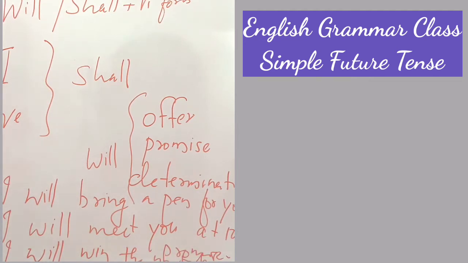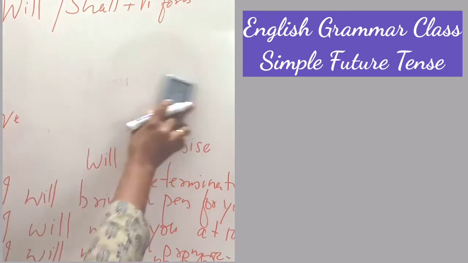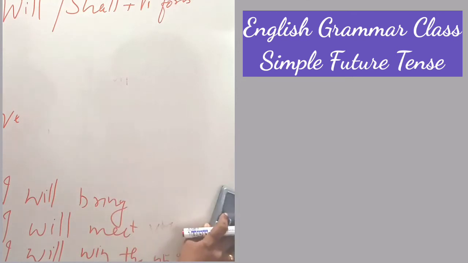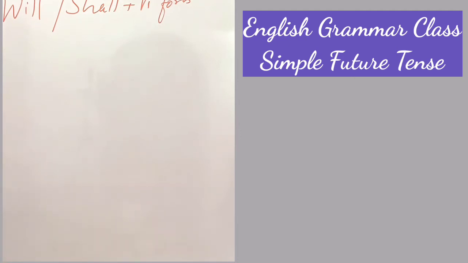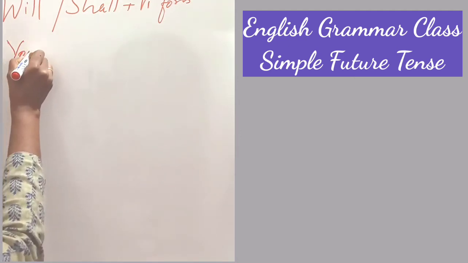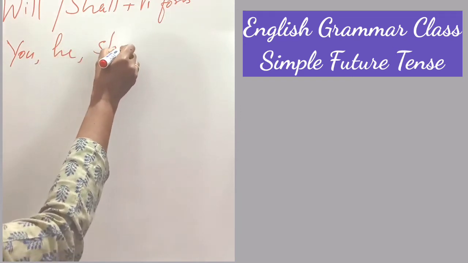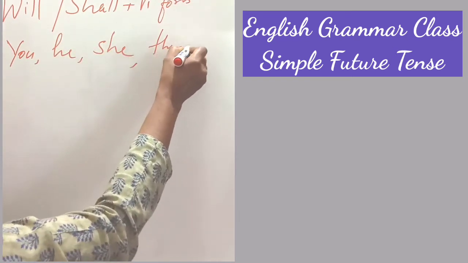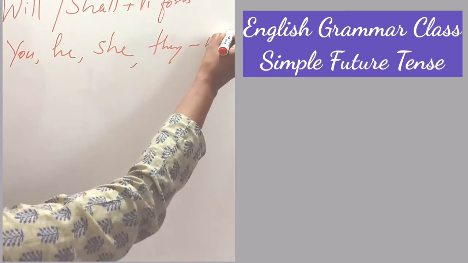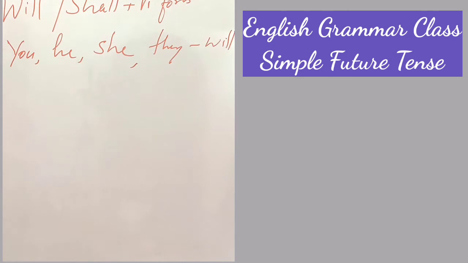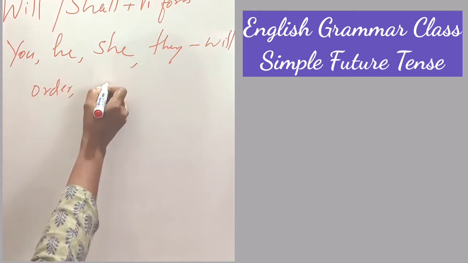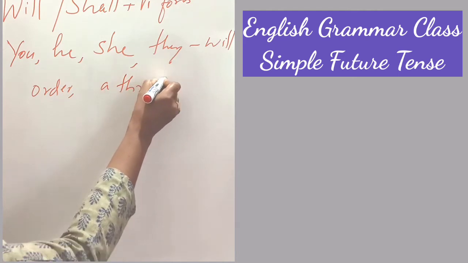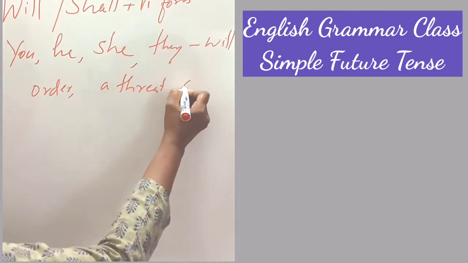Then you, he, she, they. With these subjects, we usually use will. But in certain cases we use shall with these subjects: with an order, a threat, compulsion.